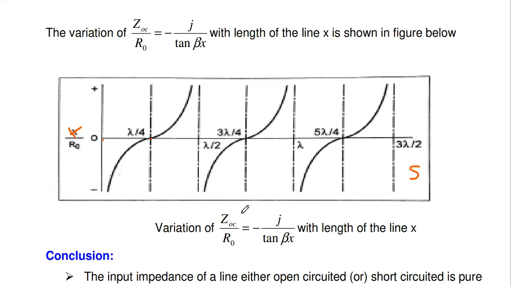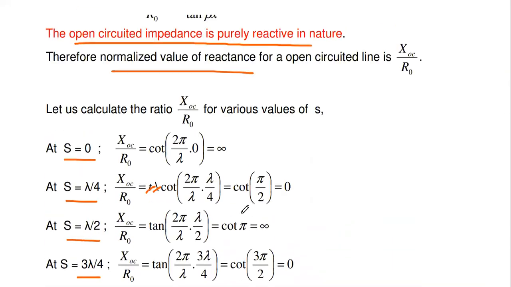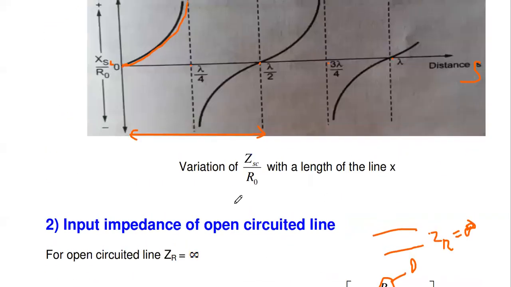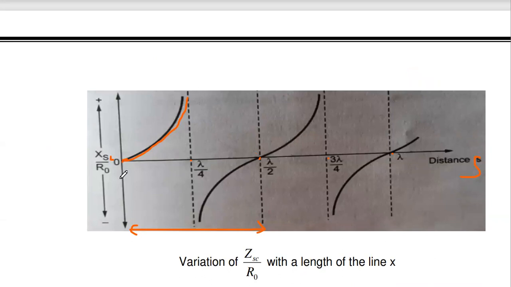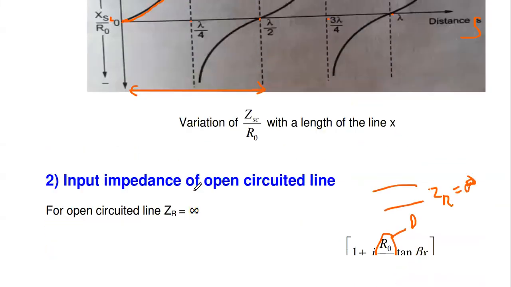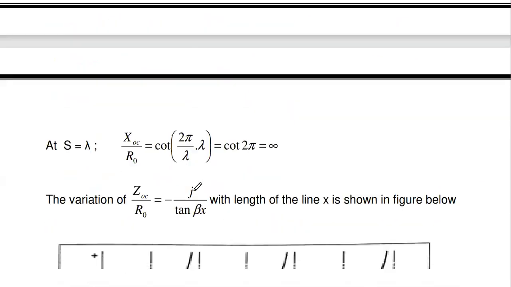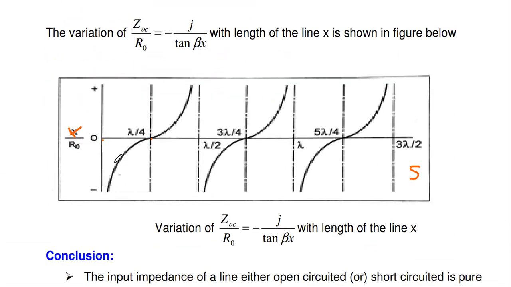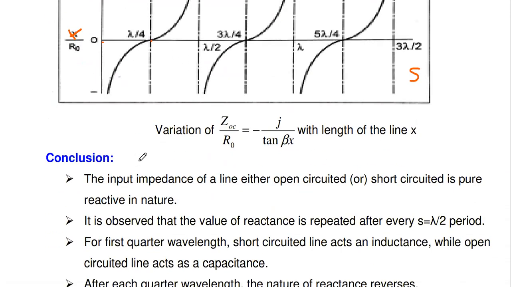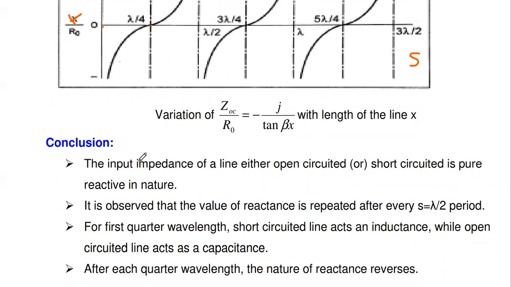Okay, so you just compare these two graphs, for the short circuited line and the open circuited line. In a short circuited line, if the distance x is 0, it is 0. At distance lambda by 4, it reaches infinity. But in an open circuited line, at distance 0 it reaches minus infinity, and at distance S equal to lambda by 4, it reaches 0. So if the value is positive at one particular point in the short circuit line, in the open circuit line it becomes negative. Okay, so that is the thing.